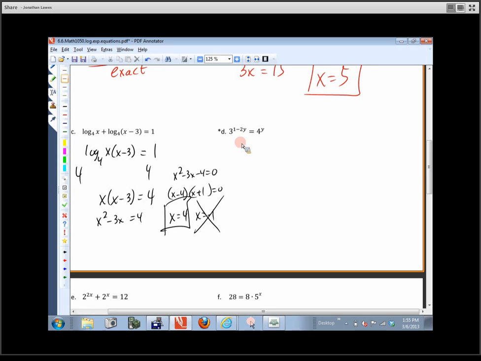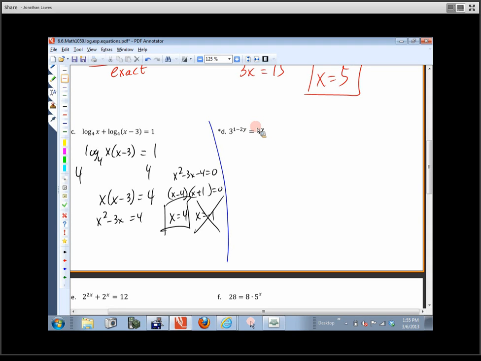Okay, I need you to listen really carefully. Here's what we're going to do. This is a really useful skill and a good way to think about this. The variable is up in the exponent. We need to get that down where we can work with it. We don't have very many tools for working with variables that are up in the exponent, but we do have a tool that will let us bring that variable down, bring that exponent down.